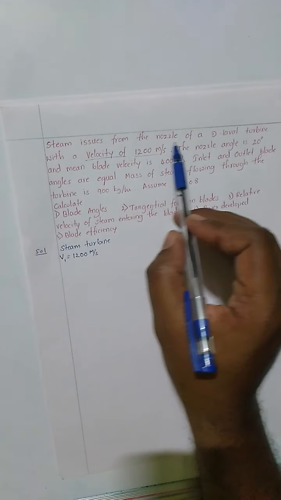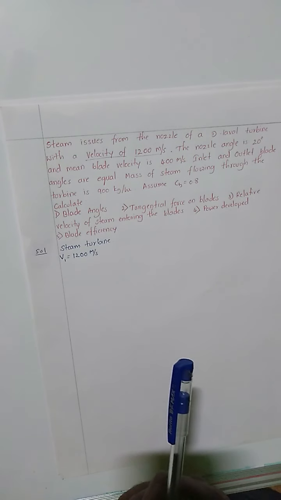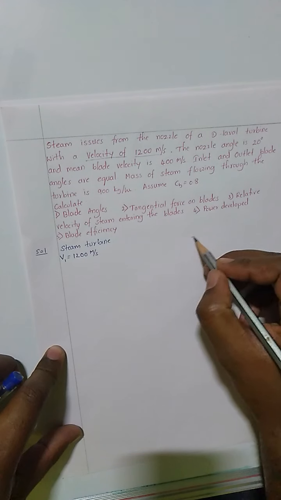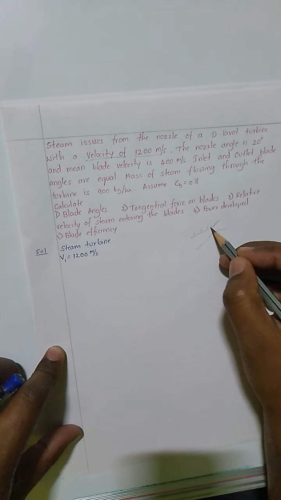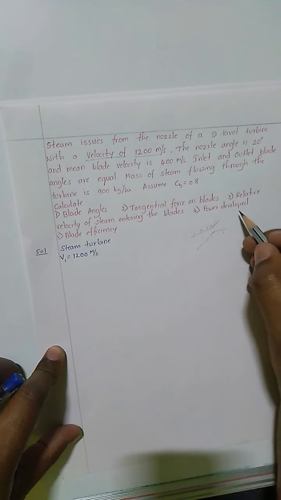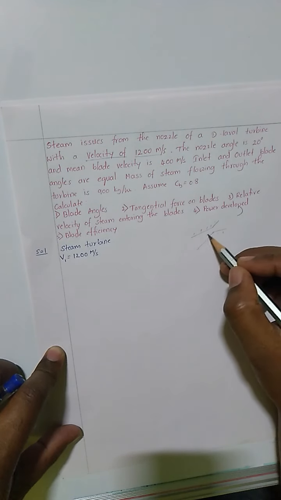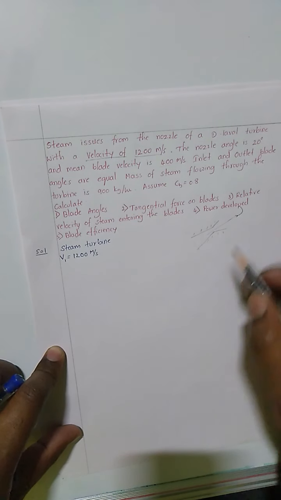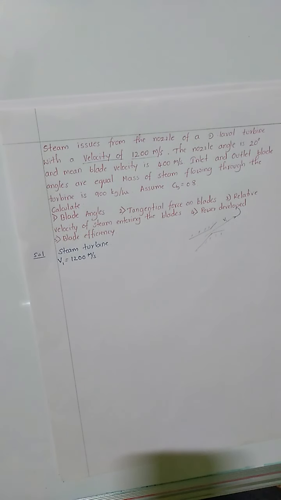Steam issues from the nozzle, means from the nozzle steam is entering into the turbine, into the blades, that is V1. If this is a nozzle and here I have a blade, steam coming out of the nozzle and entering the blade, this is V1. Understood? Okay.